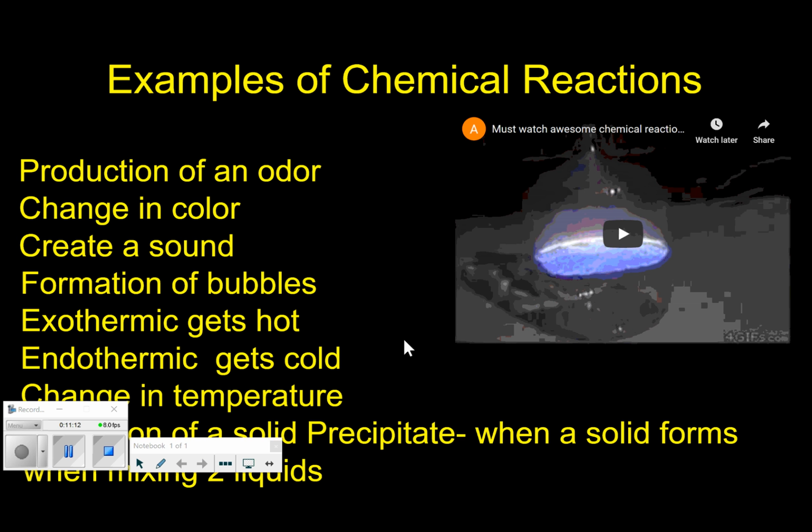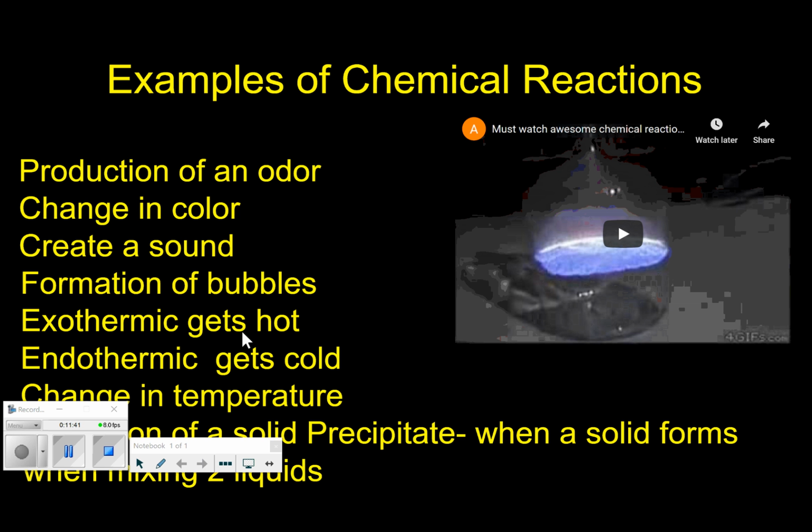Examples of chemical reactions include the production of an odor. This is like burping. This is like having gas and farting. This is like the smell of onions. A change in color. Creating a sound like fireworks exploding. Formation of bubbles. Again, burping.